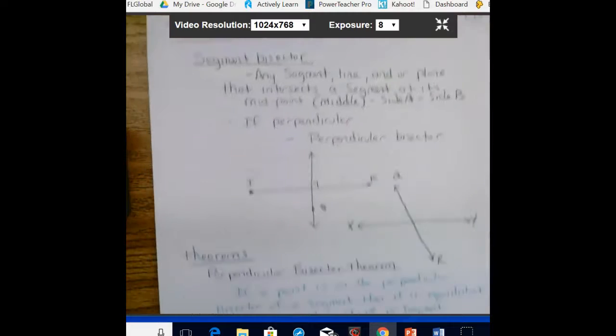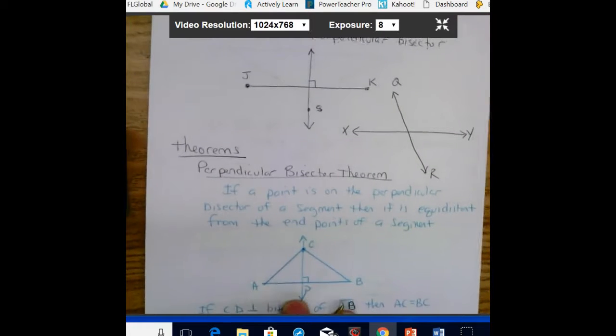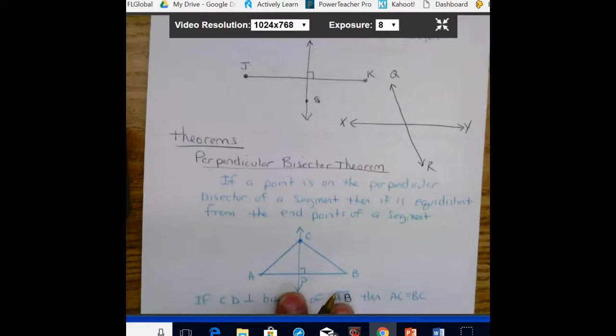There's some theorems that we should know and remember that will help us solve for unknowns. The first one is the perpendicular bisector theorem. Now we're not going to do proofs with these, but we just need to keep in mind the rules to remember when we're talking about a bisector that's perpendicular. So this one says in words, if a point is on the perpendicular bisector of a segment, then it is equidistant from the endpoints of a segment.